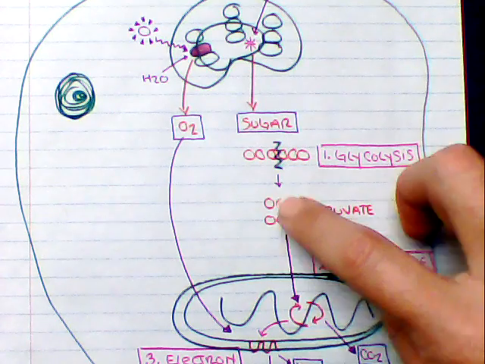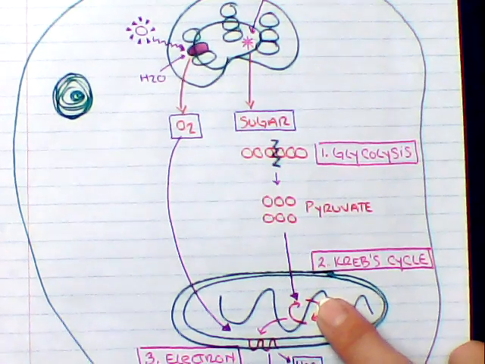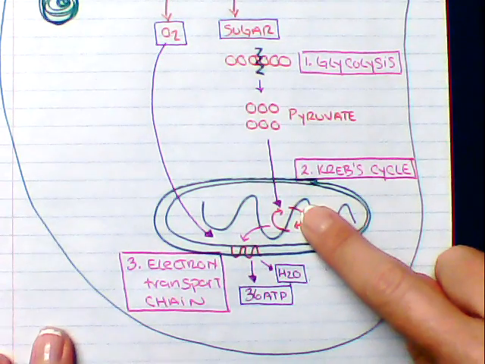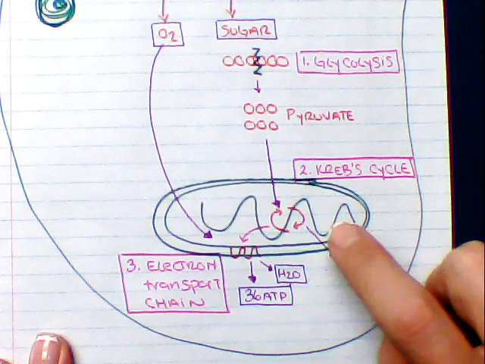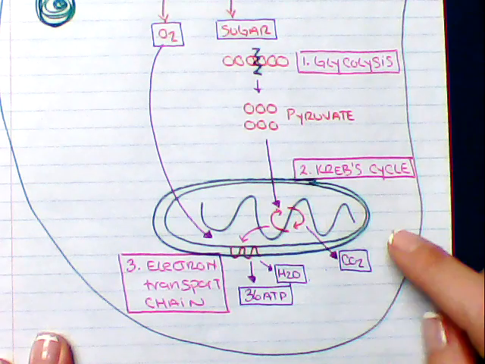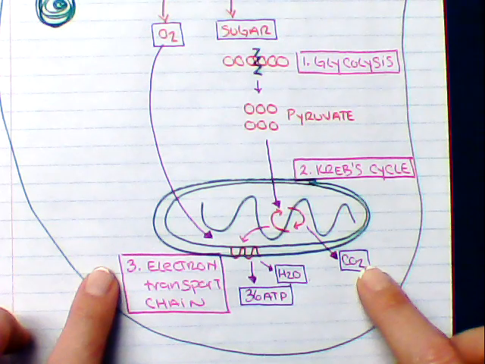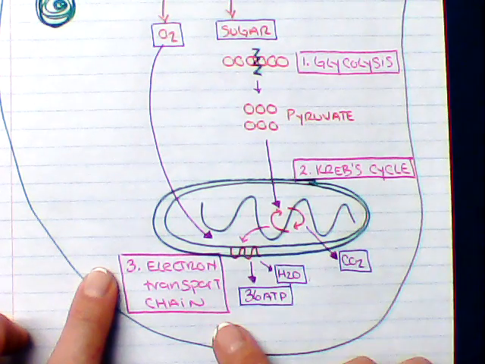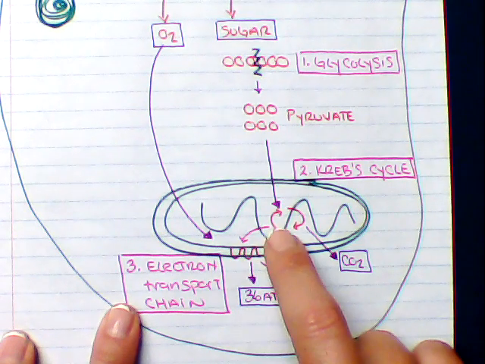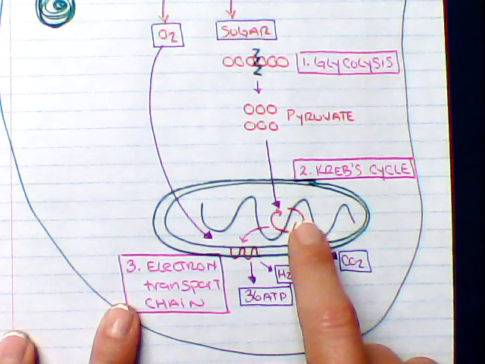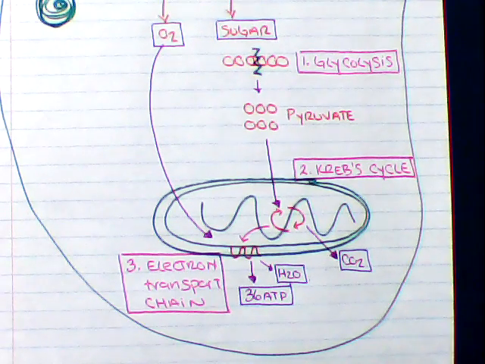This pyruvate, when oxygen is present, is going to travel into the mitochondria. Step 2 of aerobic respiration is what's known as the Krebs cycle. It's going to happen inside this area called the matrix. We're going to be producing CO2 as a byproduct. Step 3, and again, you do need to know these steps, 1, 2, and 3, is what's known as your ETC, or your electron transport chain. At this point, we're going to be taking our products that we produce in the Krebs cycle, ripping those to shreds, and making ATP and water.